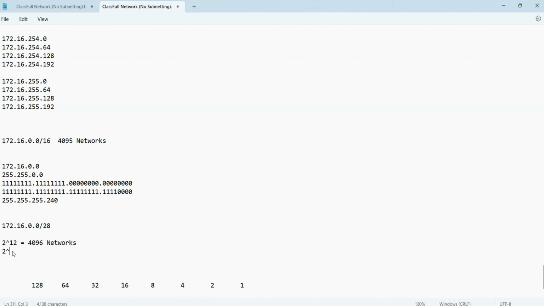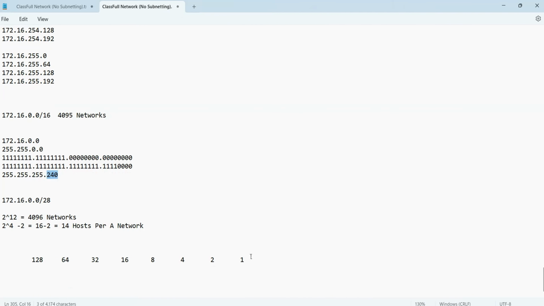2 to the power of 4 minus 2, which equals 16 minus 2, which equals what? 14 hosts per network. See that? That's how much I'm getting. 14 hosts per network. Where are the networks? The slash 28 and it's a dot 240. Okay, very good. So my third octet is jumping by 1. My fourth octet this time is jumping by 16.